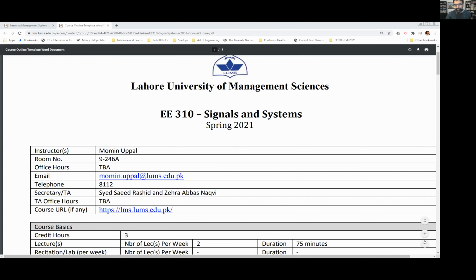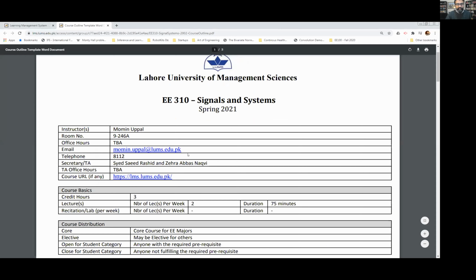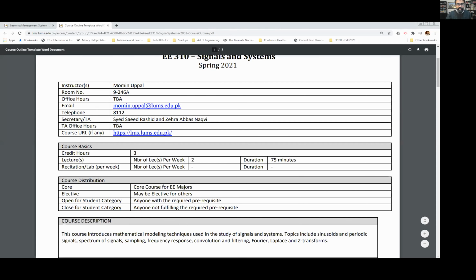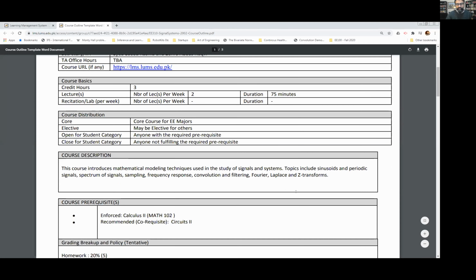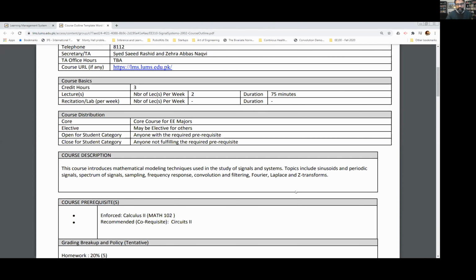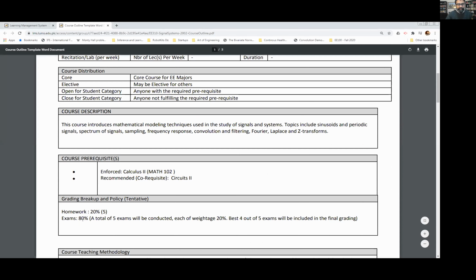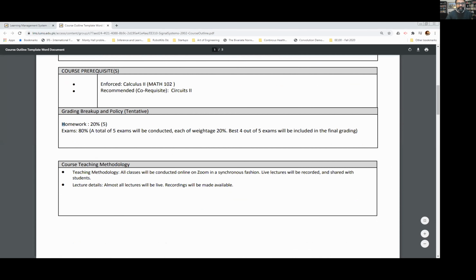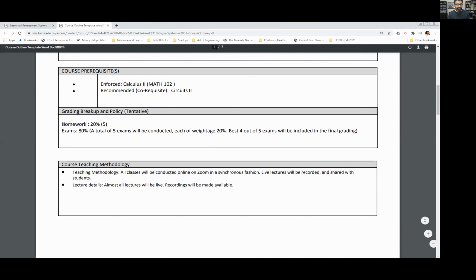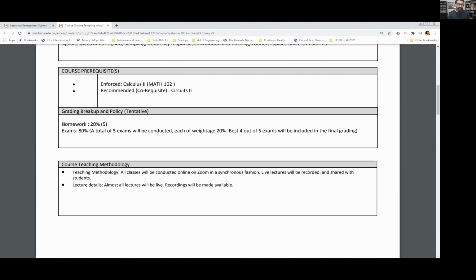So the instructors' names, the TAs' names, a 3 credit hour course, a core course for double E majors. You would have gone through this description. I'm not going to do it because I'm going to give you a review anyway in just a bit. What I wanted to focus on for a bit is, first of all, the course teaching methodology, right? So this is the teaching methodology. As you know, the entire semester we're going to be online. We're not going to be able to return to campus because of the class size that we have. And when we're online, all classes, as you know, would be conducted online on Zoom in a synchronous fashion.